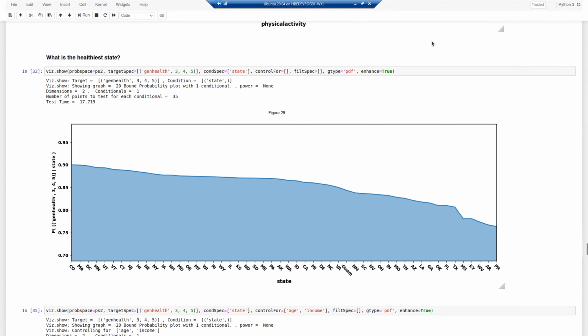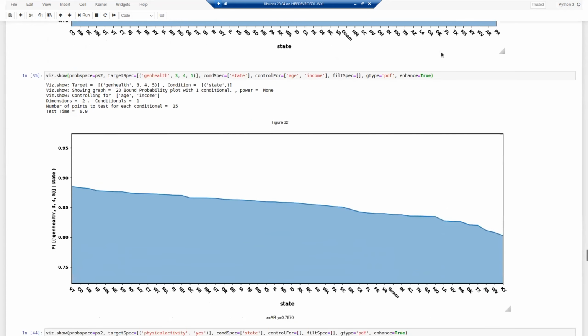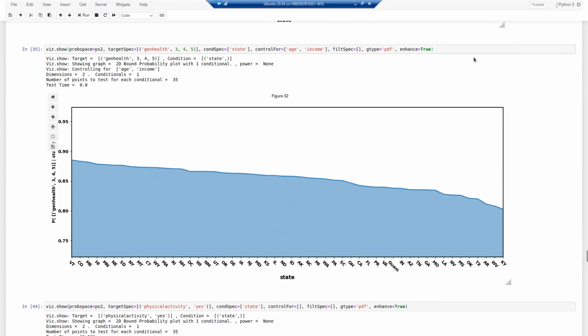So that seems reasonable, but we ask ourselves, we know that different states have different age populations and also have different levels of incomes. And we know that both age and income affect health. So what happens if we control for age and income? And this is one of the powerful facilities of the probability space module in Causality Toolkit: you can control for any variables. Algorithmically, you can control different variables.